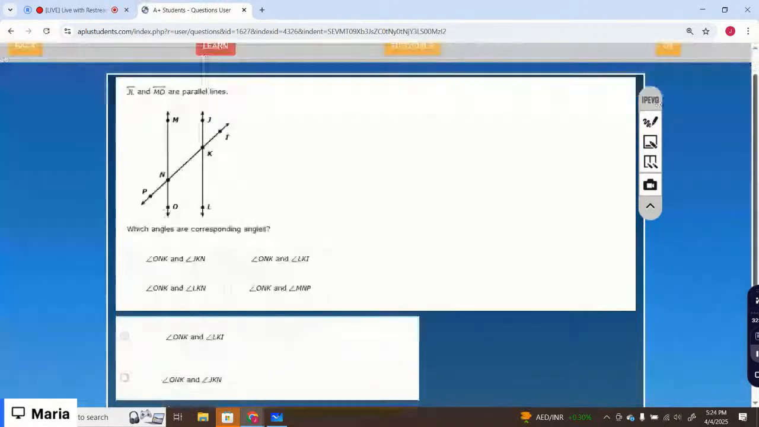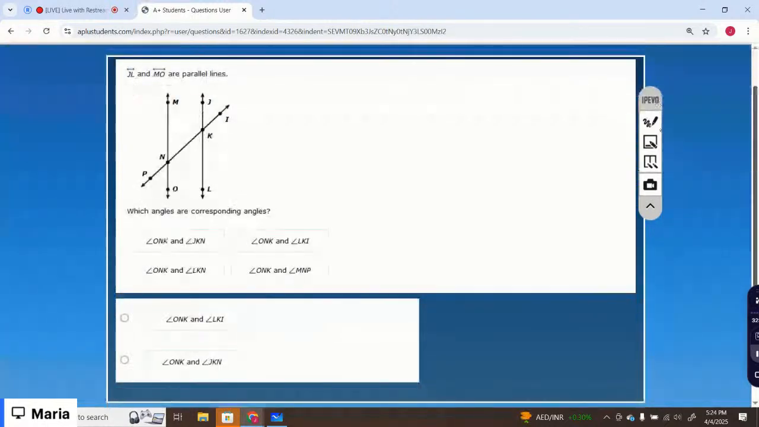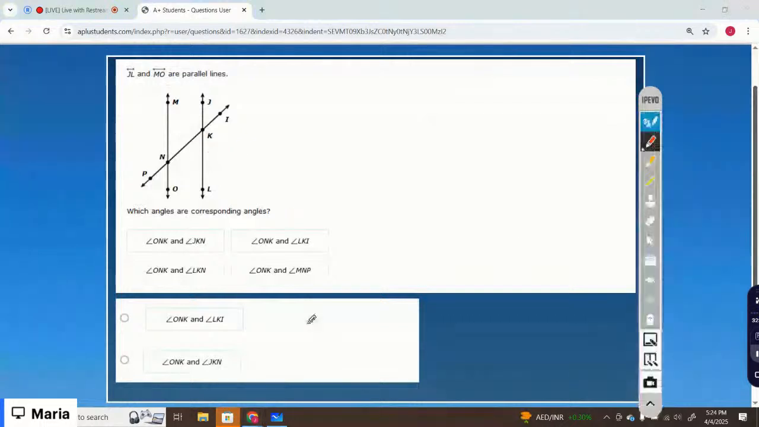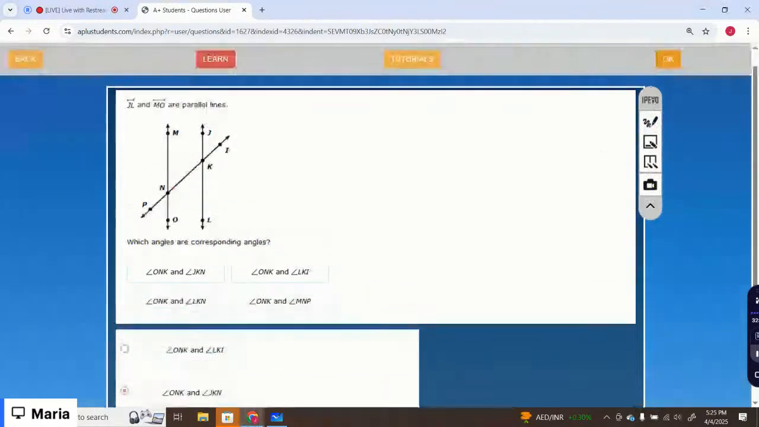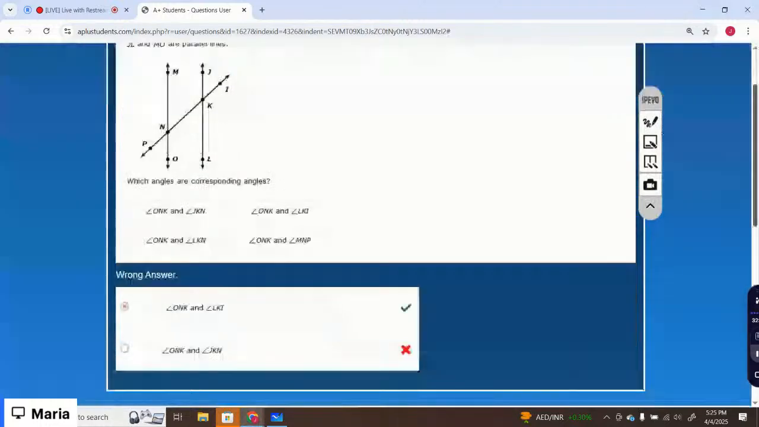J, L, and M, O are parallel lines. Which are the corresponding angles? ONK and JKN. Yes, they are the corresponding angles. ONK and JK, option number two is the correct option. ONK and LKI. Yes, option number, sorry, one is the correct option.